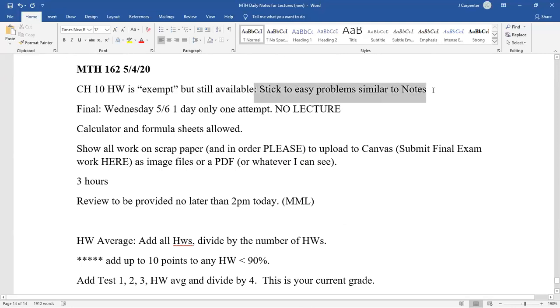For those homeworks, I'm leaving all of the complex ones. I should say complicated, it's just not confusion. I'm leaving all the complicated ones in there in case you want to go above and beyond, but stick to the easy problems like the lecture. Stick to the ones that are centered at the origin. Stick to the ones that are just like the examples we did together.